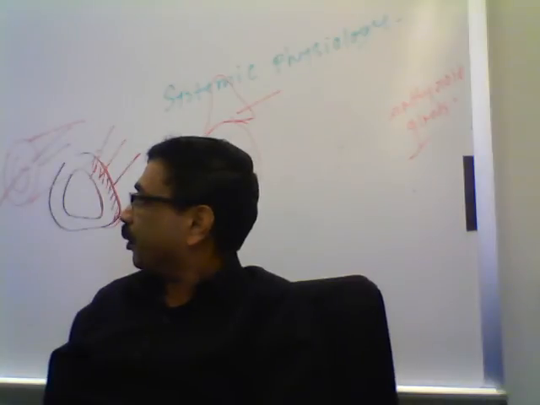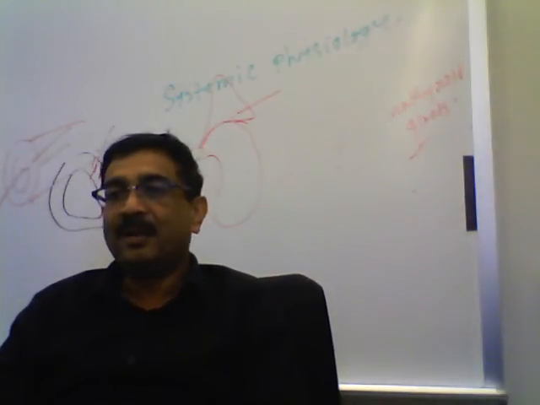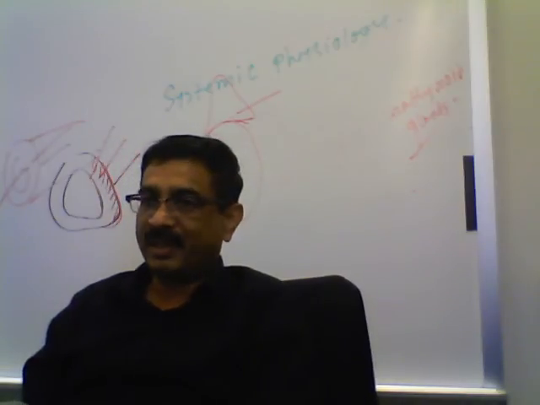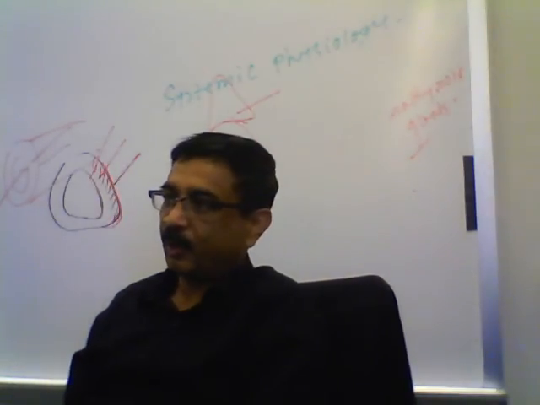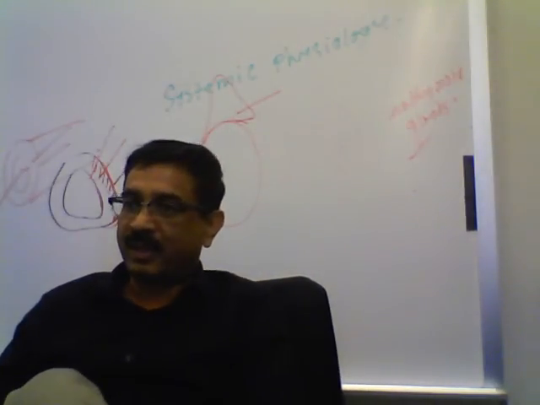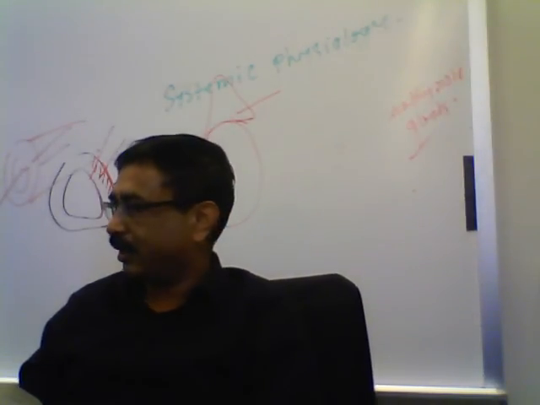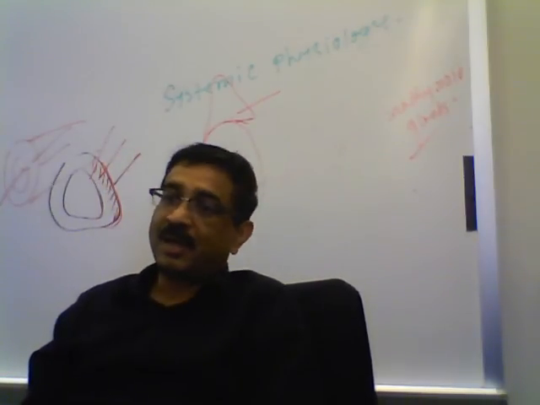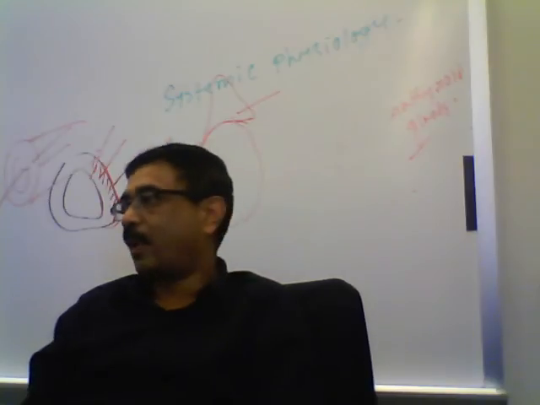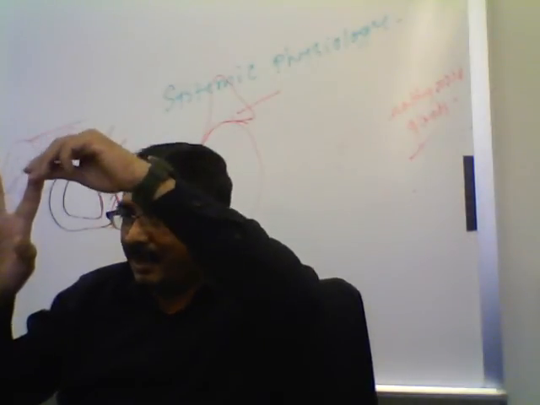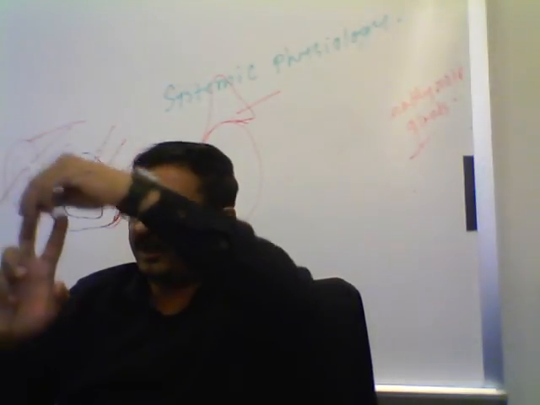Now, if you go further down, in male, you have male gonads, the testes. In female, you have female gonads, the ovaries. The gonads are also part of the reproductive system. So gonads are part of the endocrine as well as the reproductive system.